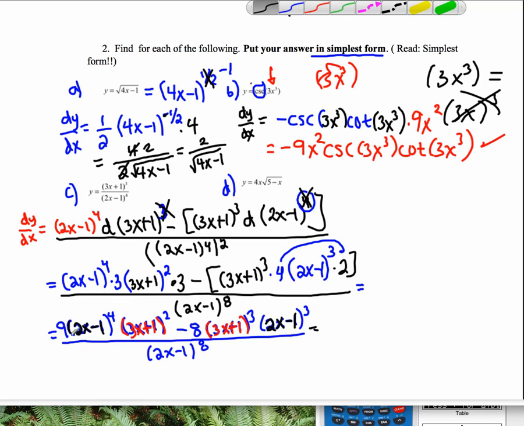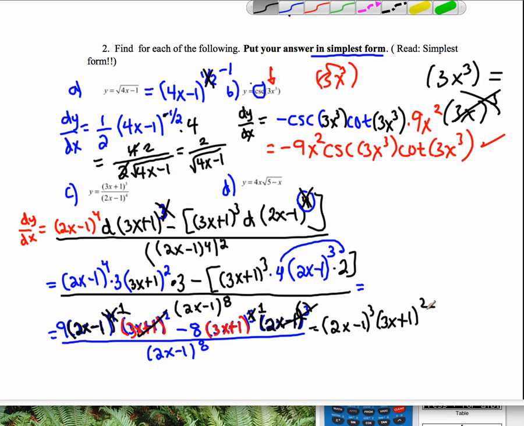So I'm just going to factor out. If I pay attention to 2x minus 1, I can factor out the lowest power, which is (2x minus 1) to the third. So that goes away. In terms of 3x plus 1, I know here I will just have 1 left. For 3x plus 1, the lowest power between the two is (3x plus 1) to the second power. So that will go away, and I'm just going to have one of them left.